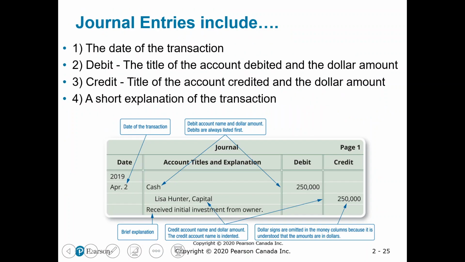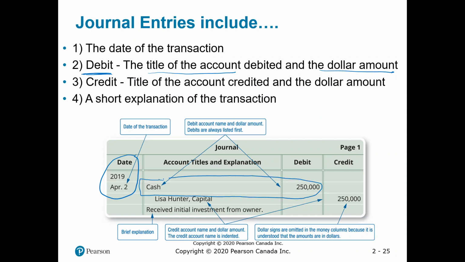This is an example of what a journal entry looks like. There are 4 parts to each entry. First, you've got the date. So we need to know when these transactions are happening, so every time that we do one, we will put a date. Next, you will have the debit part. So you will have the title of the account and the dollar amount. So you can see that here, cash and the amount.